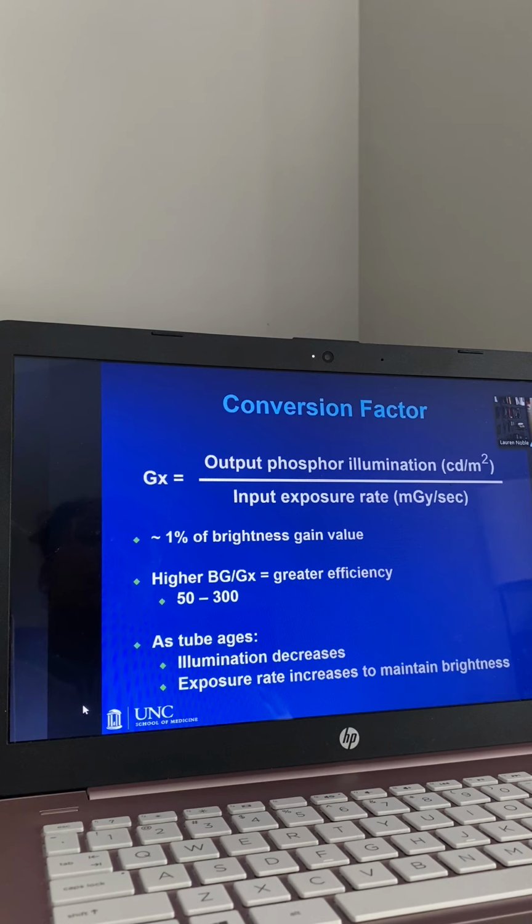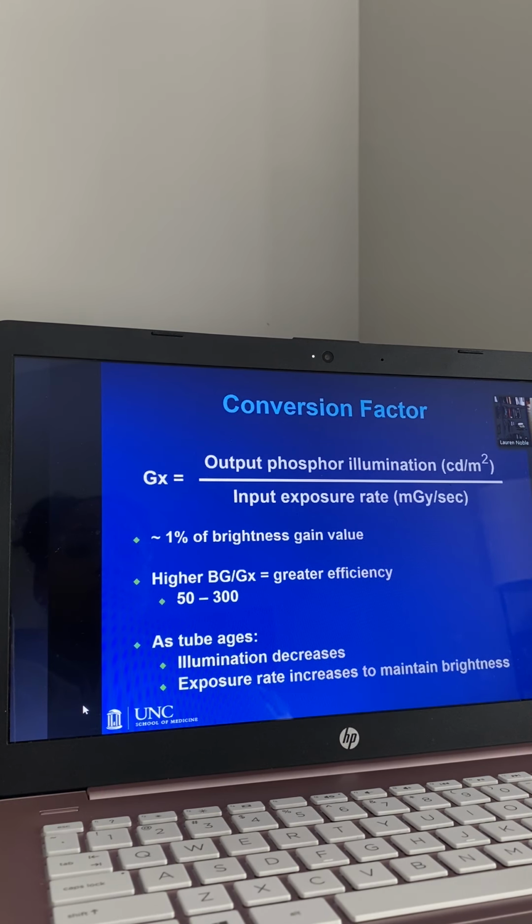So in other words, if one vendor reports a GX of 300 and another vendor reports a brightness gain of 30,000, those tubes are the same. Those image intensifiers are the same. It's just a different way of reporting it. Okay, I just wanted you to be familiar with that.